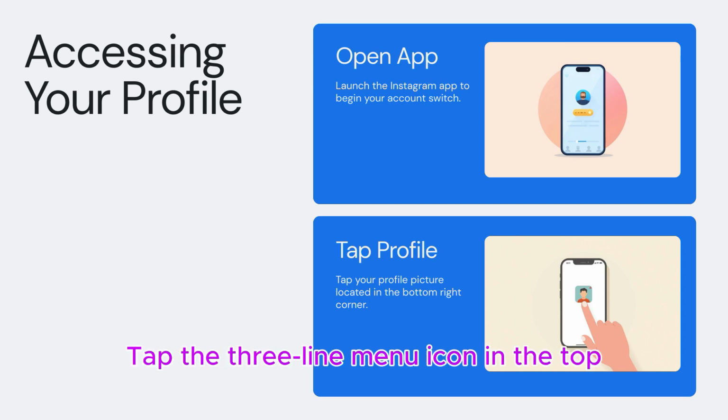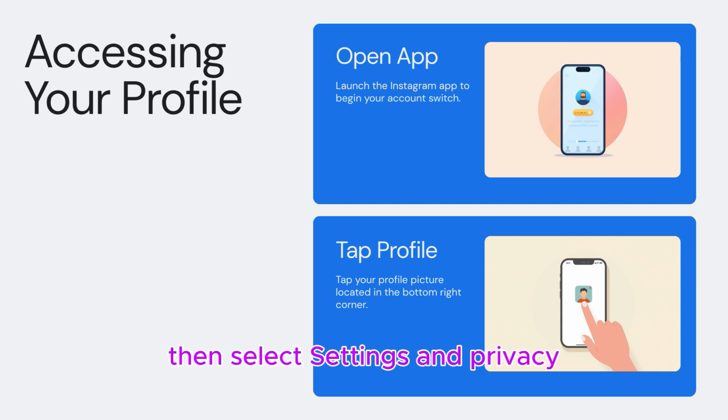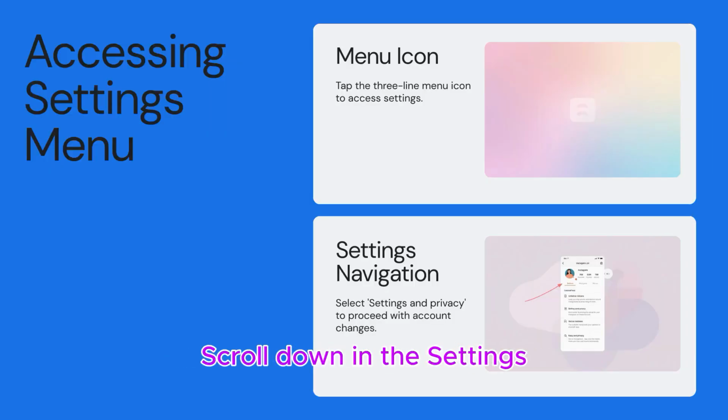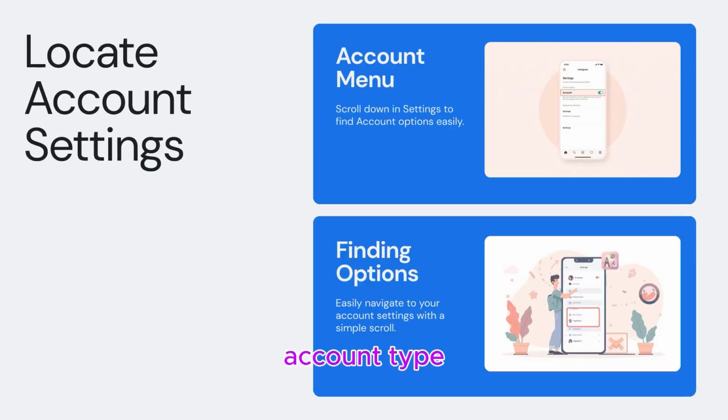Tap the three-line menu icon in the top right corner, then select Settings and Privacy. Scroll down in the Settings menu and tap on Account. In the Account settings, scroll to the very bottom and tap on Switch Account Type.